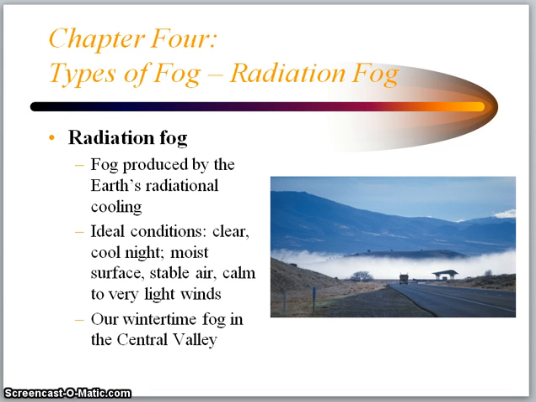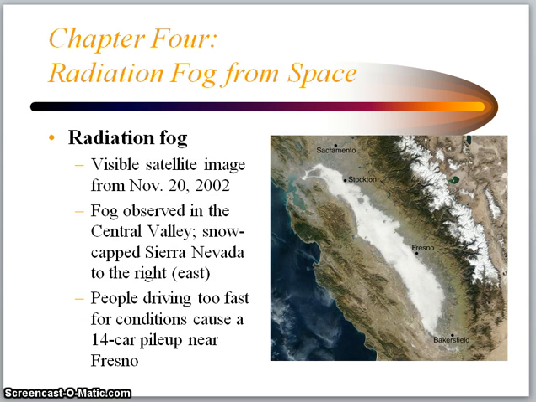We call it tule fog because it seems to emanate from the marshes and the riverbeds here in the Central Valley. This is a visible satellite image from November 20th, 2002. It comes from your textbook. This is a satellite view of fog which was observed in the San Joaquin Valley on that morning. You see a gap there that goes over to the foothills to the east, and then you see the snow-capped Sierra even farther to the east.